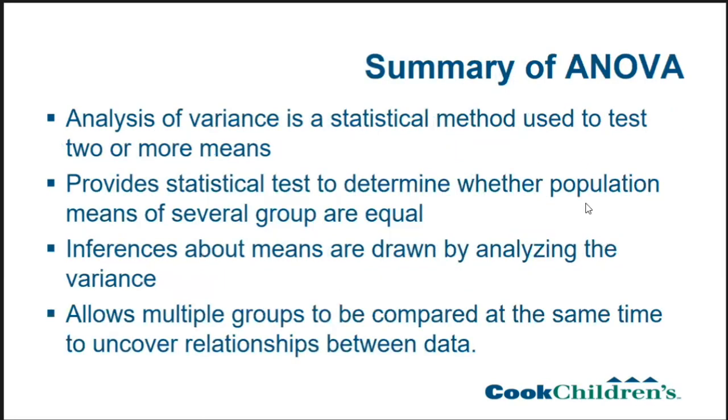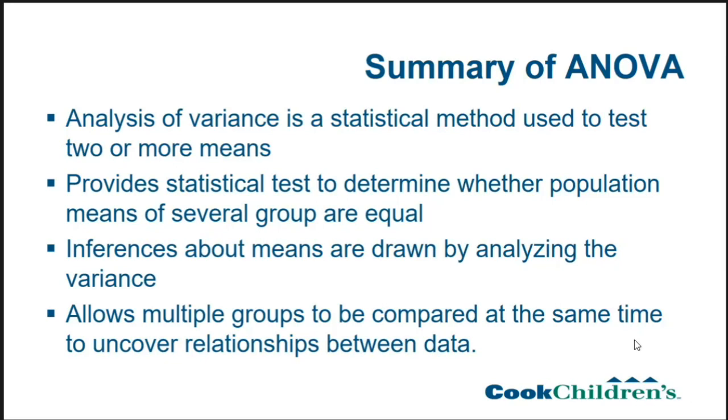And just to give a summary of what I've been talking about. Analysis of variance is a statistical method used to test two or more means. It provides statistical tests to determine whether population means of several groups are equal or not. The inferences about means are drawn by analyzing the variance, and it allows multiple groups to be compared at the same time to uncover the relationships between them. This was a basic type of analysis of variance that I described in this presentation.